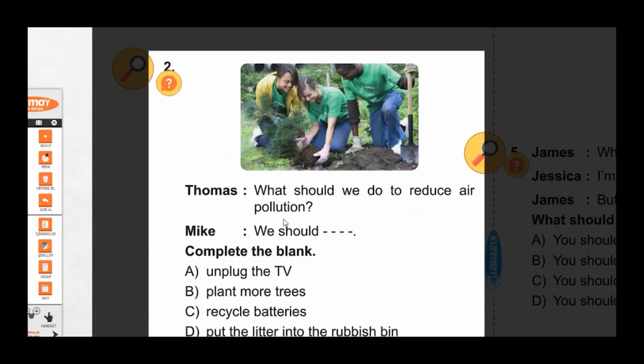Number 2, Thomas, what should we do to reduce air pollution? We should. Which one of these is the correct answer? Unplug the TV, plant more trees, recycle batteries, or put the litter into the rubbish bin. Of course, it's plant more trees for this picture.